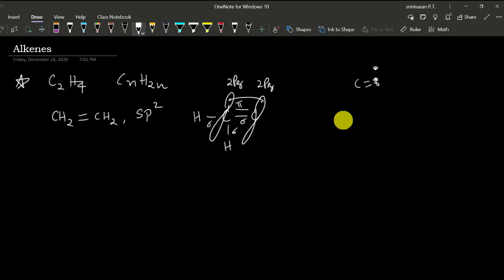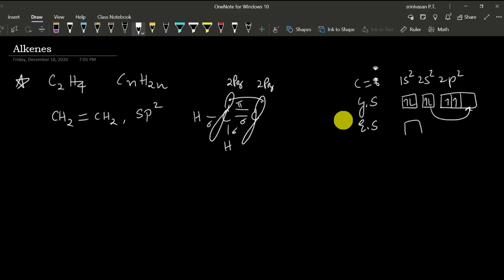The atomic number of carbon is 6, electronic configuration 1s2, 2s2, 2p2. So in the ground state, when the carbon doesn't react with any of the elements, the electron distribution will be like this, 2p2 like this. In the excited state, we know that carbon is tetravalent and it needs 4 unpaired electrons. Therefore this electron will be shifted to this position. So the 1s2 remains the same, in the 2s we will have 1 and in the 2p we will have 3 electrons.